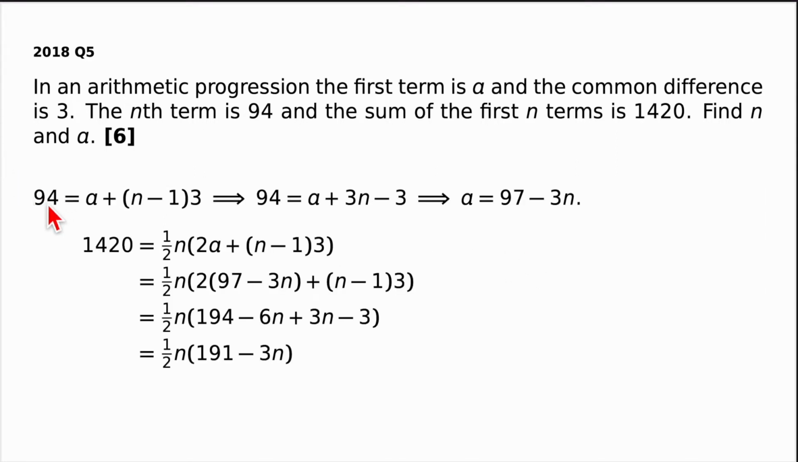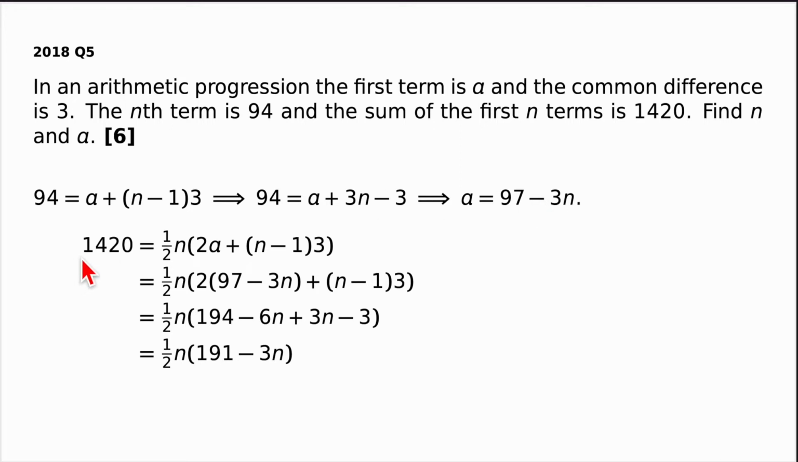So 94 is equal to the first term plus n minus 1 times 3, where 3 is the common difference. I've just substituted in d equals 3 and 94 for the nth term, and then rearranging this, we've expanded out the brackets, so n times 3 and minus 1 times 3, and then adding 3 to both sides, we get 97 over here, and if you take away 3n, we can write that in terms of a equals 97 minus 3n, and that's going to be one of our equations, which I'm going to substitute into the other equation, which allows us to solve these simultaneously.